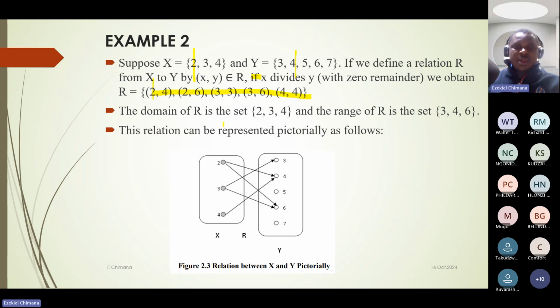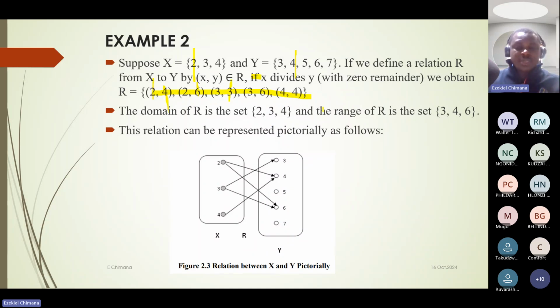So the domain of R is the set 2, 3, 4, and the range of the relation R is the set 3, 4, 6. If you look at the set of Y, we only have 3, 4, 6, and for the domain we only have 2, 3, and 4. So that one is the domain: those values that we are putting in our relation to give us the output, and the output is our range.